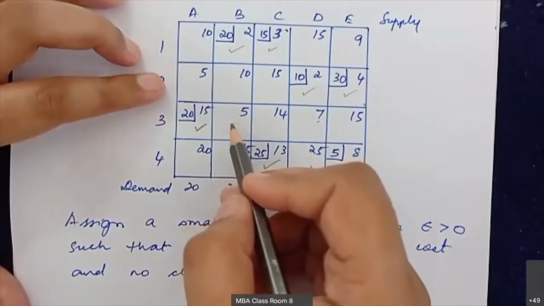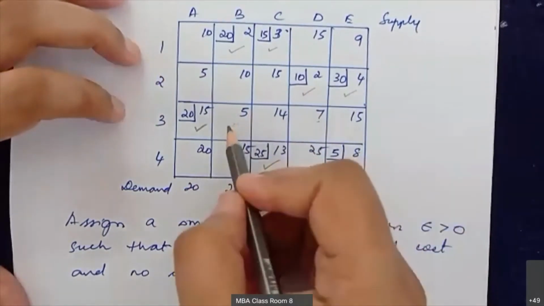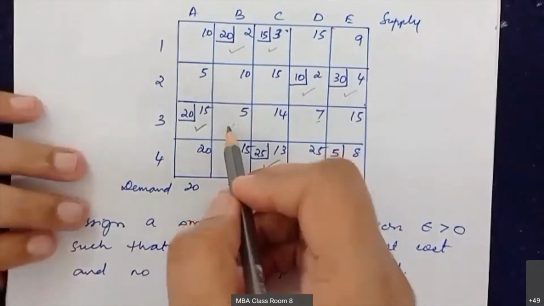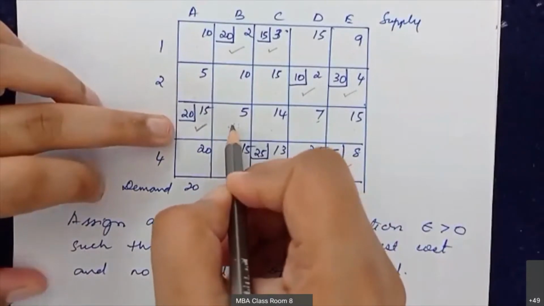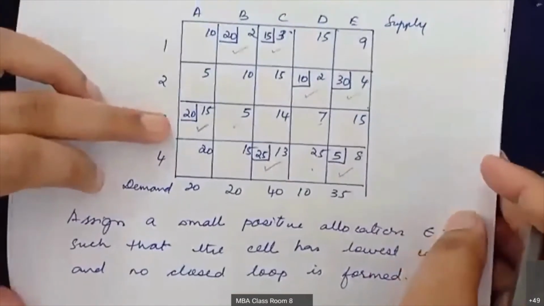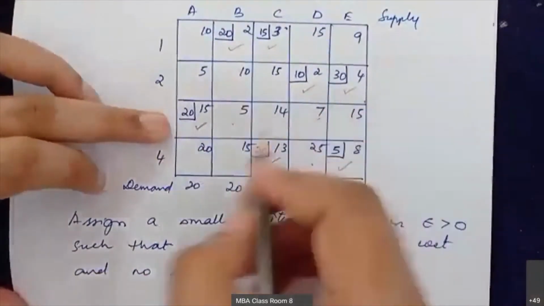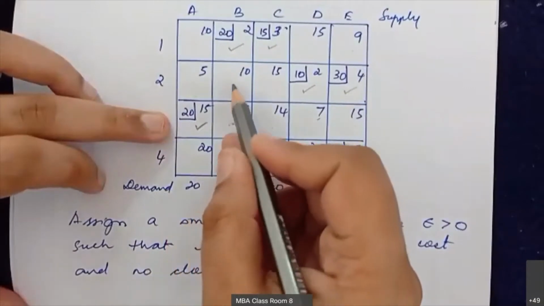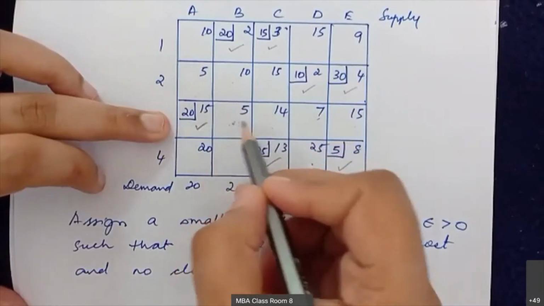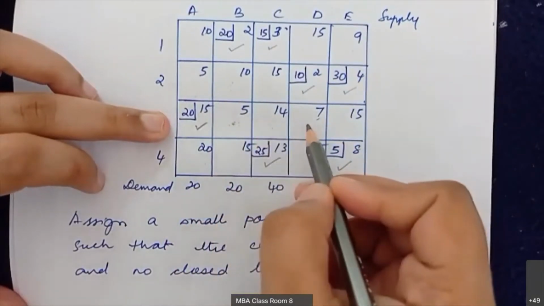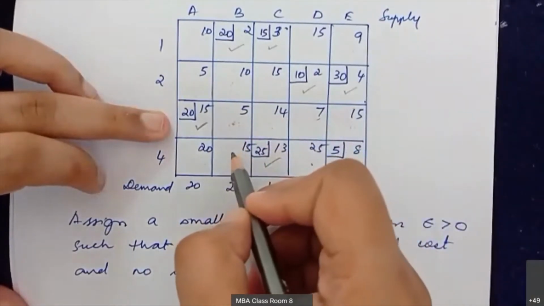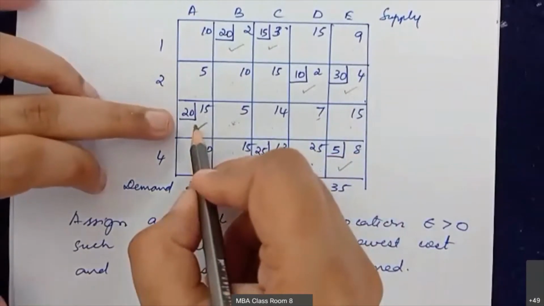I'm going to try to draw a closed loop from this cell. I should not be able to draw the closed loop. So how will I start? All the corners of the closed loop should be allocated cells. If I start from here, I cannot go here because it is an empty cell. If I go here, I cannot draw a line. I cannot go here because all these are empty. Can I go down? No, again it is empty. Can I go here? Yes, I can go to my left.